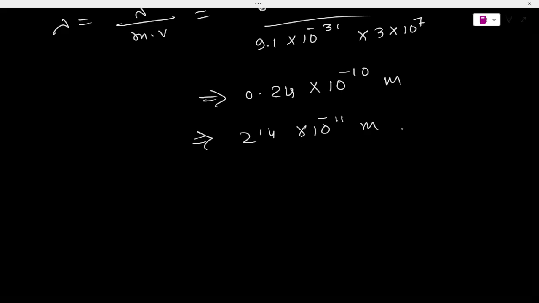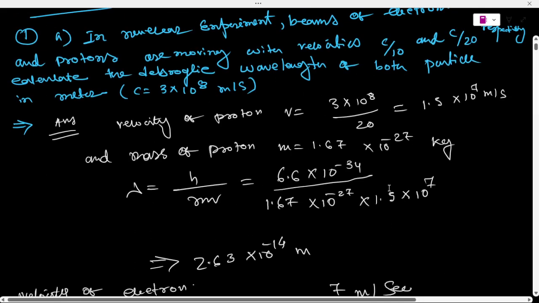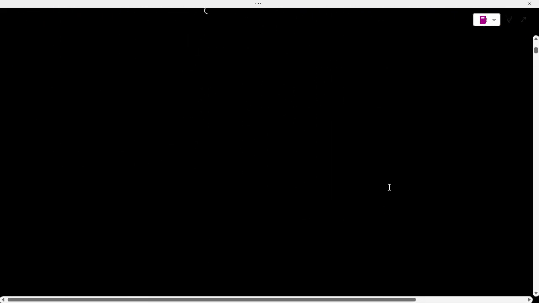So the mass of the electron and the mass of the proton, you can see here. When I calculate the de Broglie wavelength of the particles, I have already found it here. So the first question is over here.